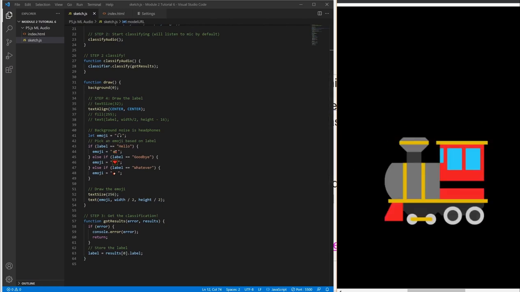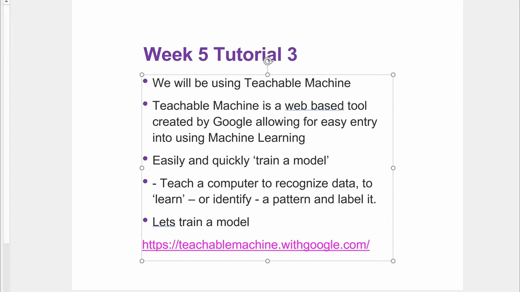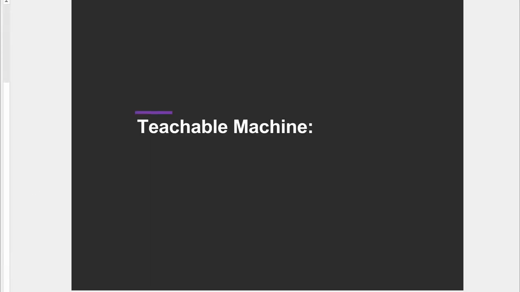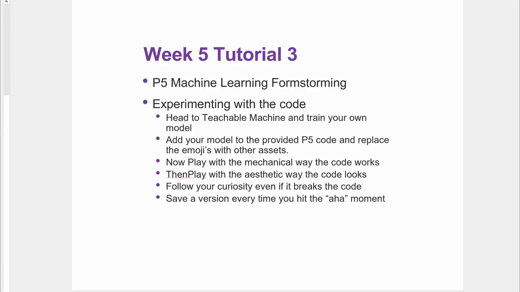So let's pull up our lecture. We actually went through the code and the teachable machine. We're at the end here. So with your P5 machine learning form storming, what we want you to do is experiment with the code. Head to Teachable Machine, train your own model, train several of your own models, train them in one big group like I did, right? Several classes.